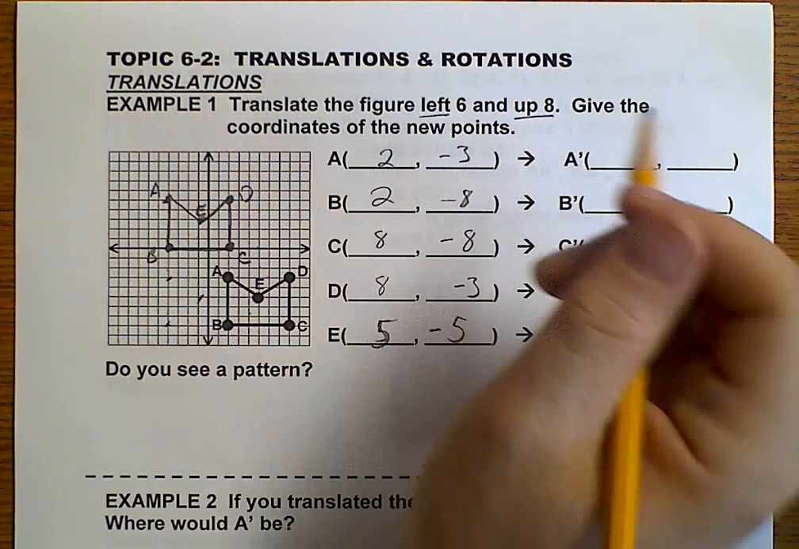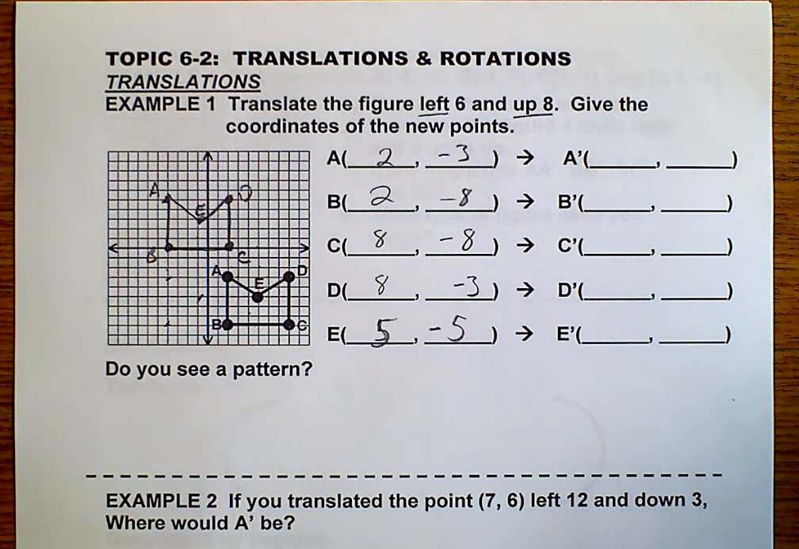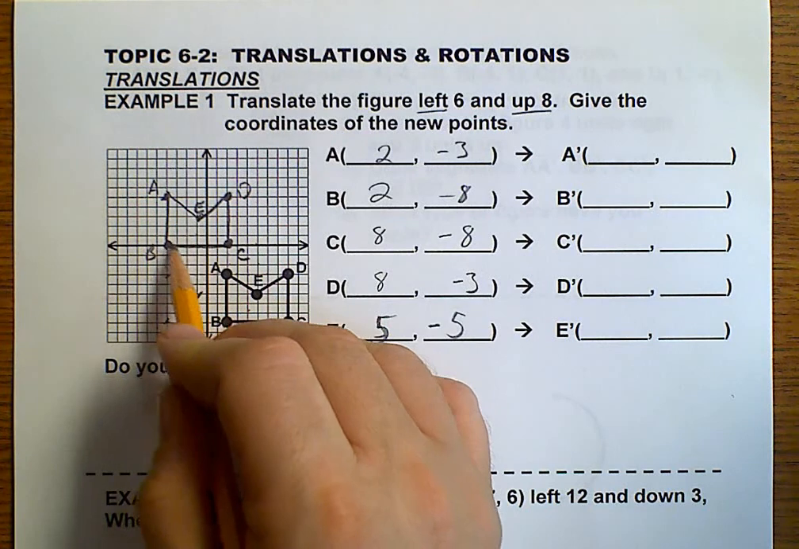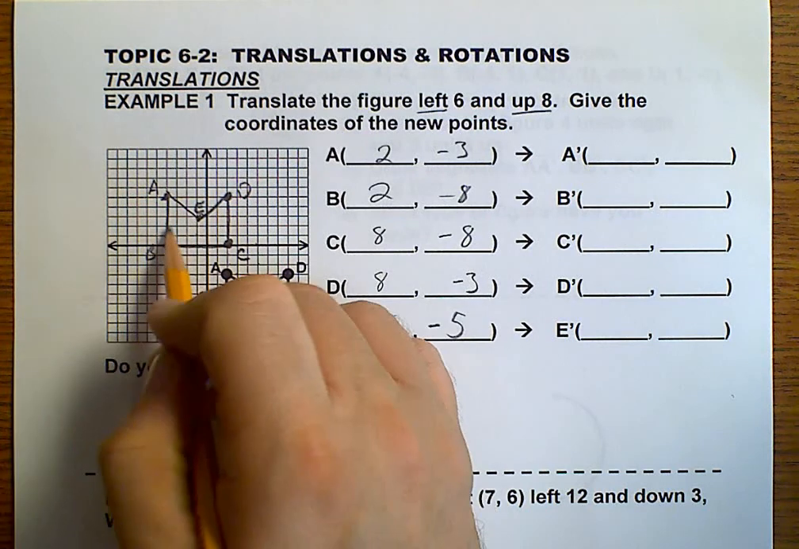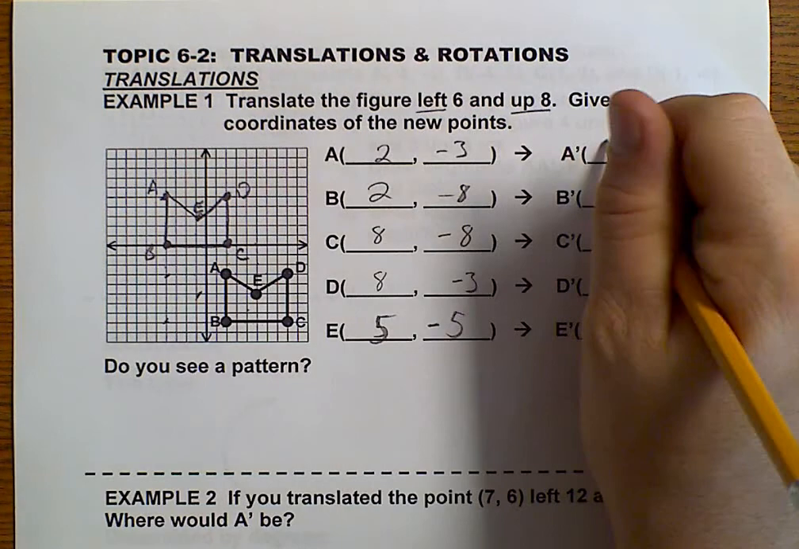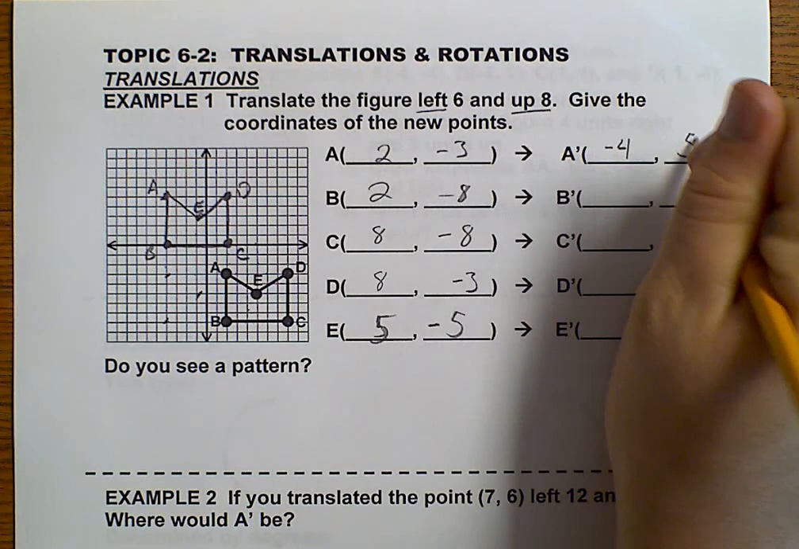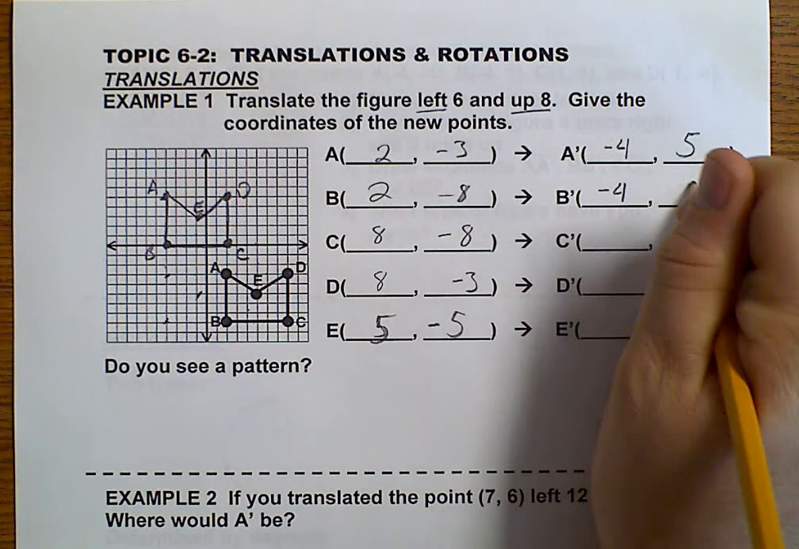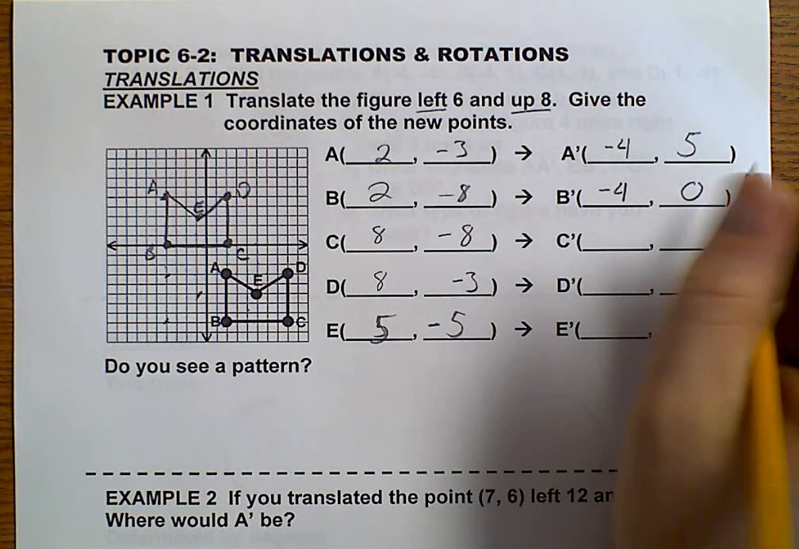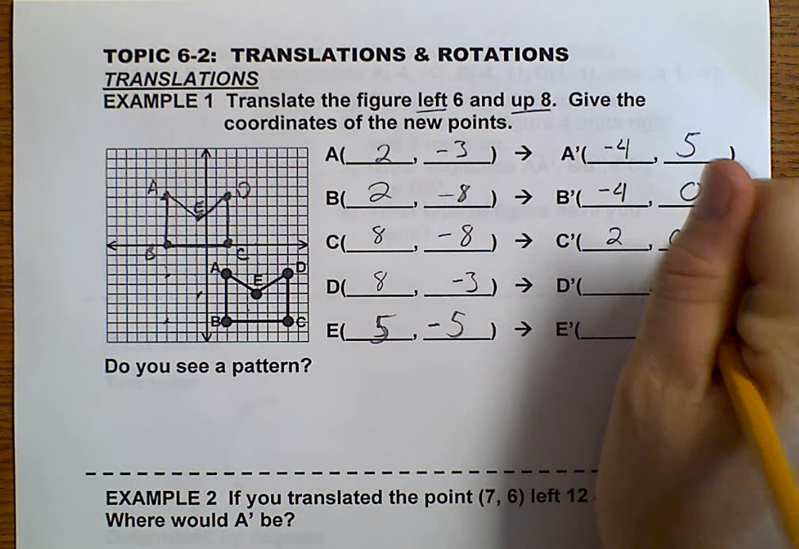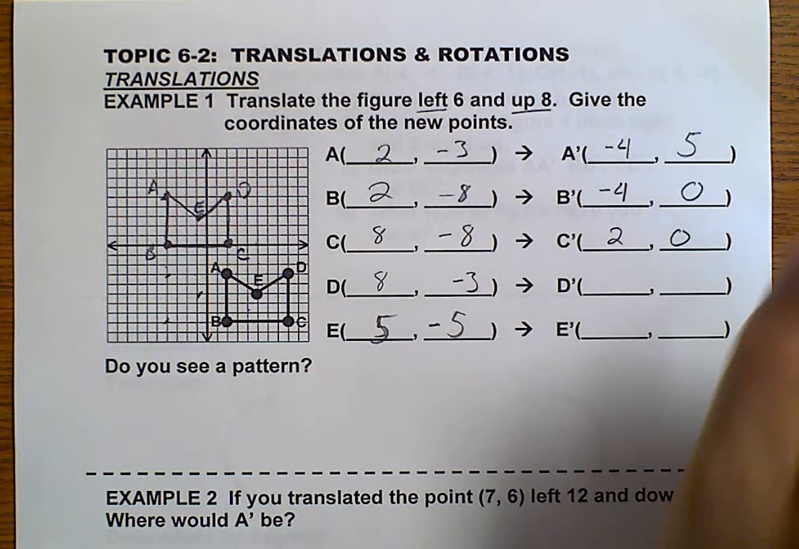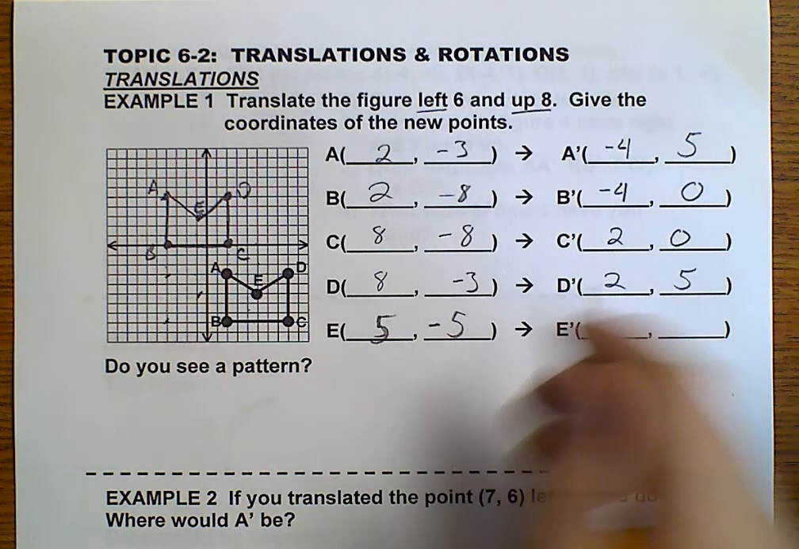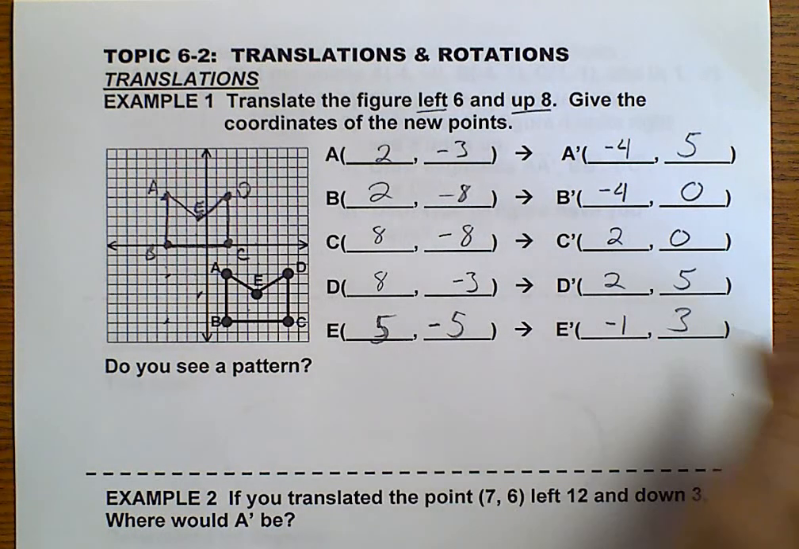And so that is our new shape. And so we look at A, it's now at negative 4, 5. B is at negative 4, 0. C is at 2, 0. D is at 2, 5. And E is at negative 1, 3.